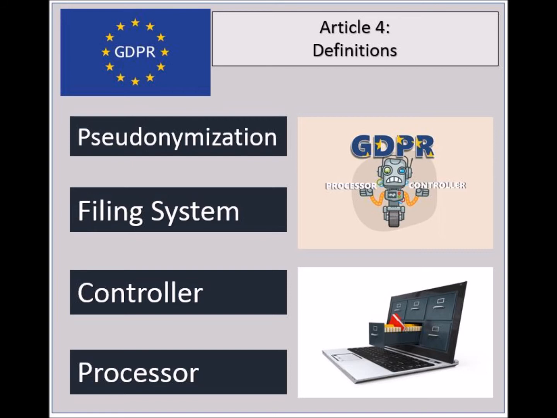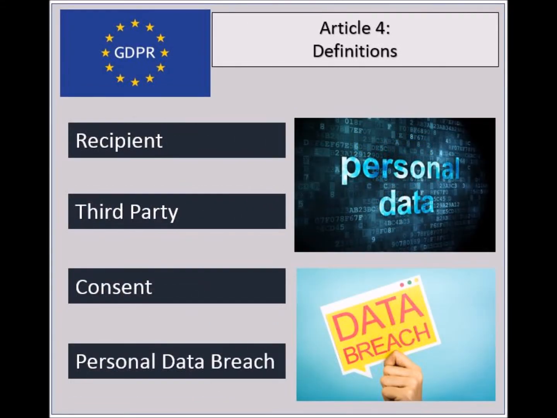Controller is the entity that defines the purpose and means to perform processing of data. Processor is the entity that processes the data on behalf of the controller. Recipient is the entity that the data is disclosed to. Third party is the entity that is given authorization to process the data. Consent is the agreement of an individual that his data could be processed. Personal data breach is the incident of data being altered, lost, accessed, or destroyed by an unauthorized entity.